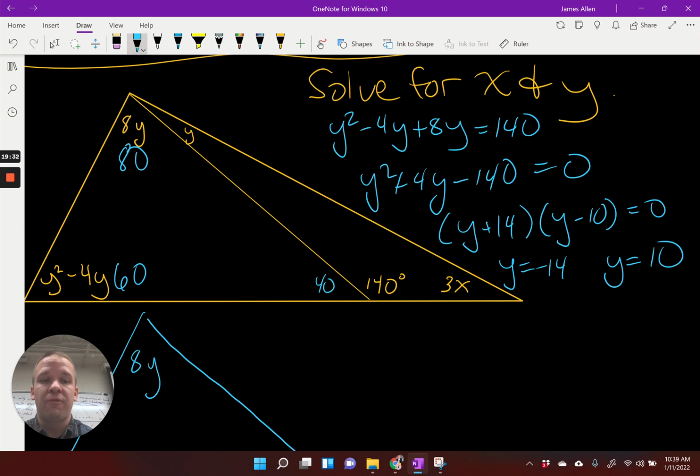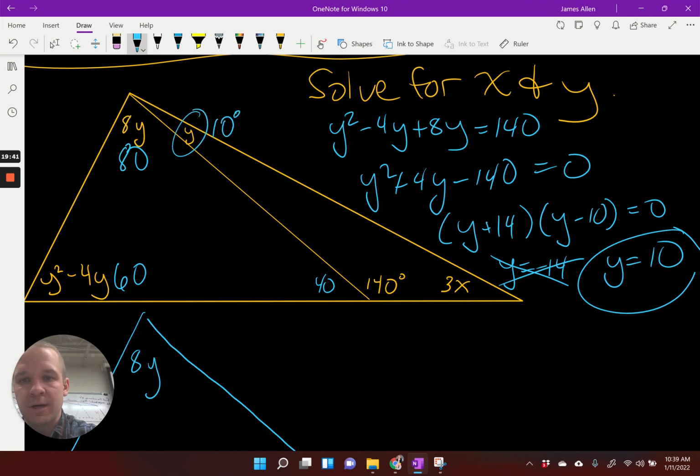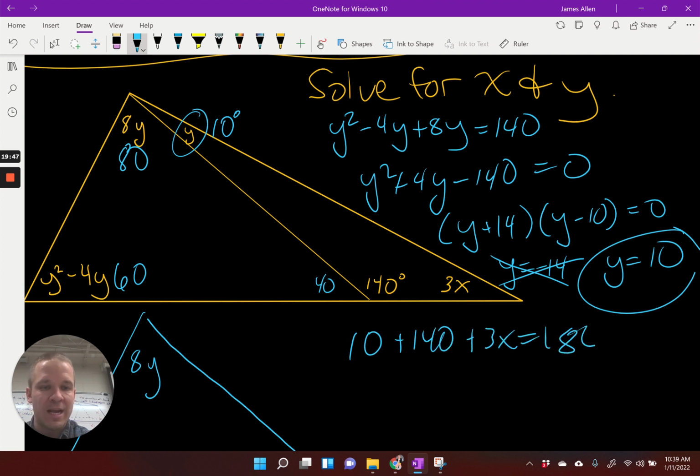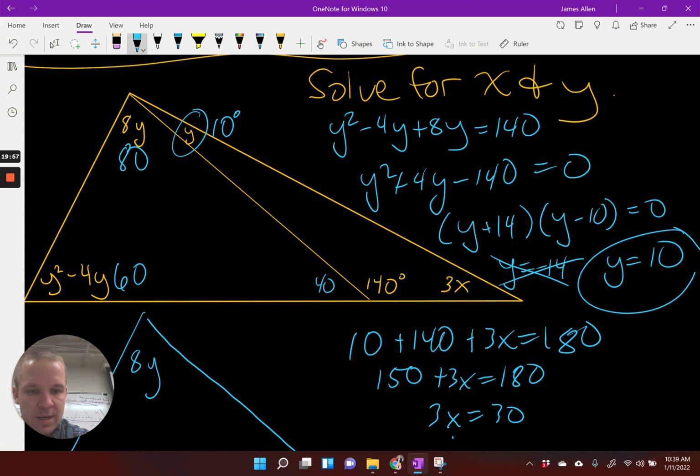But I also want to solve for X here. So Y is good. I got to eliminate this one. It does not work. But for X now, up here, that would just be 10 degrees, right? So now I have 10 degrees plus 140 degrees plus 3x equals 180 because of that little triangle out there, right? That really skinny triangle. So I'm going to have, let's see here, 150 plus 3x equals 180. So 3x equals 30, x equals 10. I've got y equals 10, x equals 10.